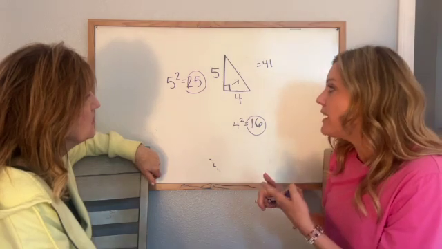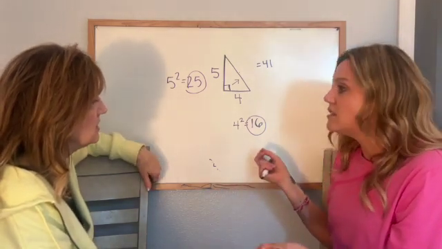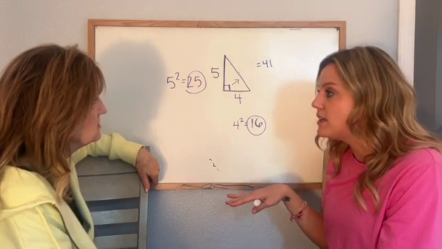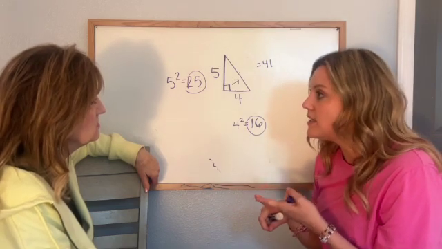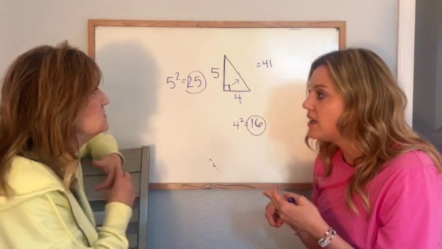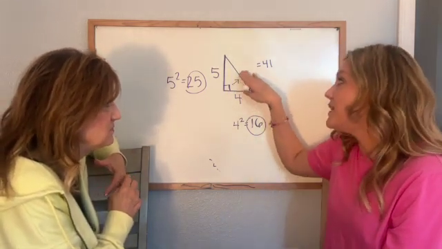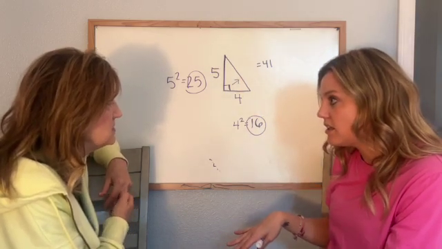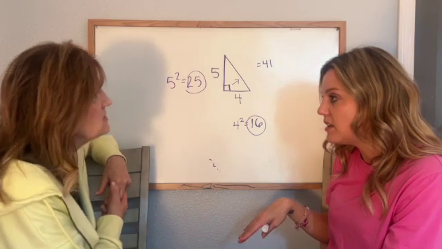Like 5 times 5 is 25. So think of it like this. 6 times 6 is 36. 7 times 7 is 49. So this is going to be a number in between 6 and 7. Yes, 6 times 6 is 36, so it's got to be 6 point something.